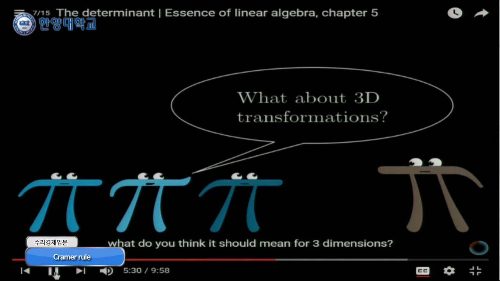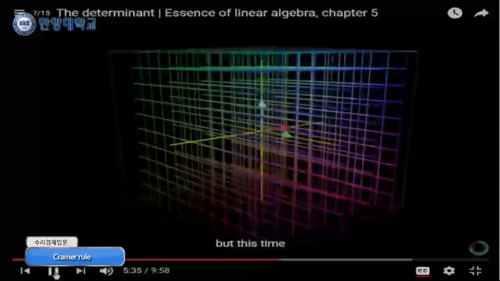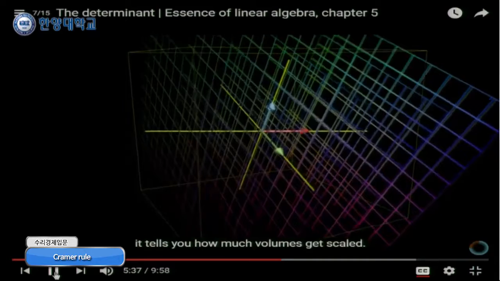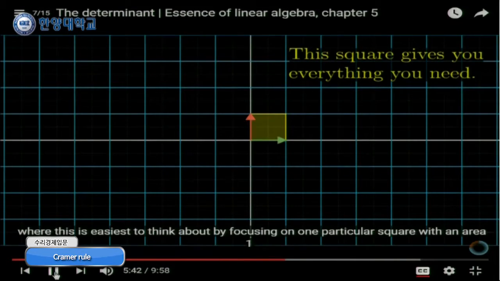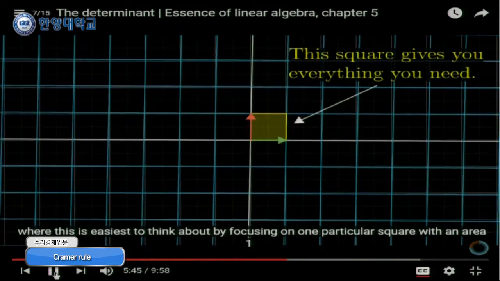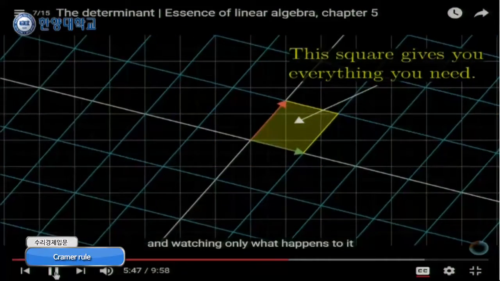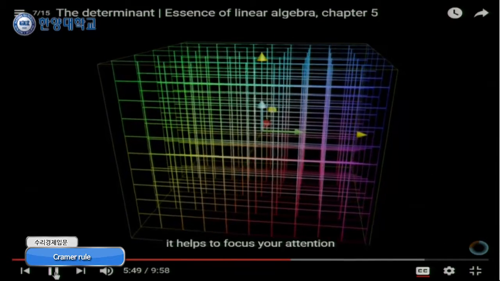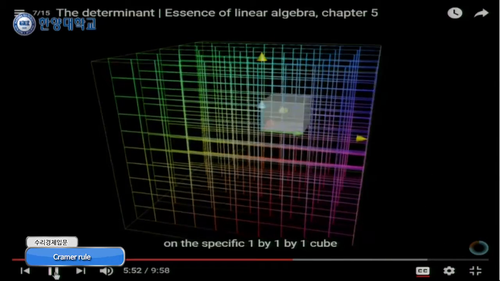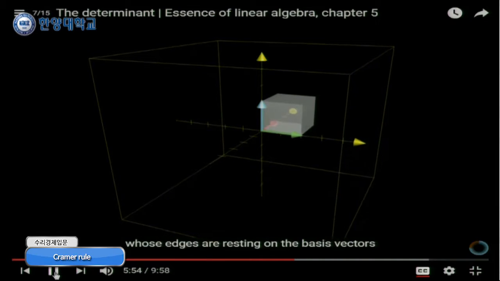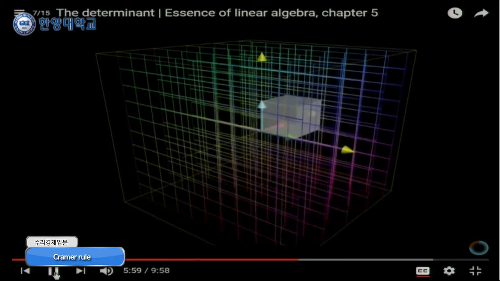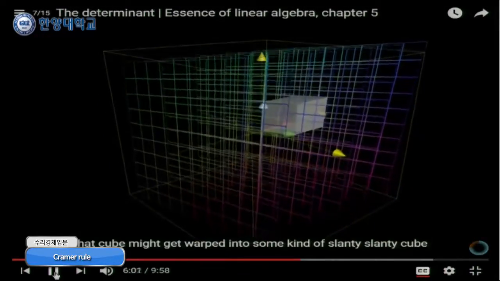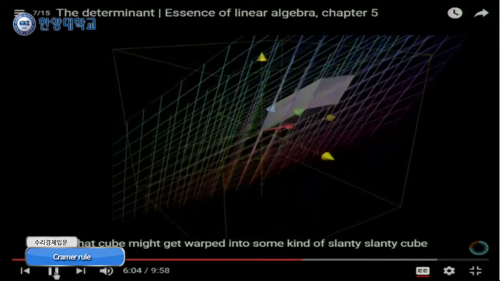What do you think it should mean for 3 dimensions? Well, now it is a bit complicated. It also tells you how much a transformation scales things, but this time, it tells you how much volumes get scaled. Just as in 2 dimensions, where this is easiest to think about by focusing on one particular square with an area 1 and watching only what happens to it, in 3 dimensions, it helps to focus your attention on the specific 1 by 1 by 1 cube whose edges are resting on the basis vectors i hat, j hat, and k hat. After the transformation, that cube might get warped into some kind of slanty cube.